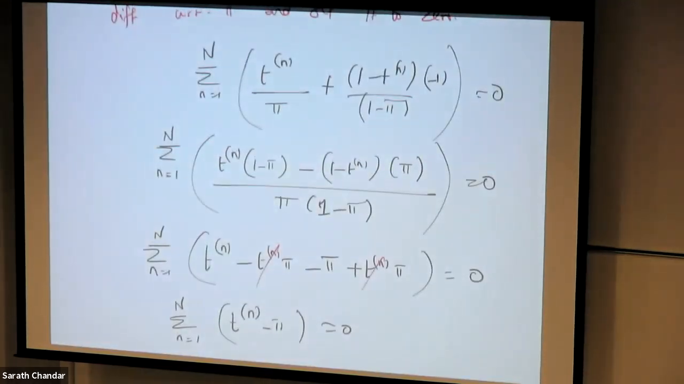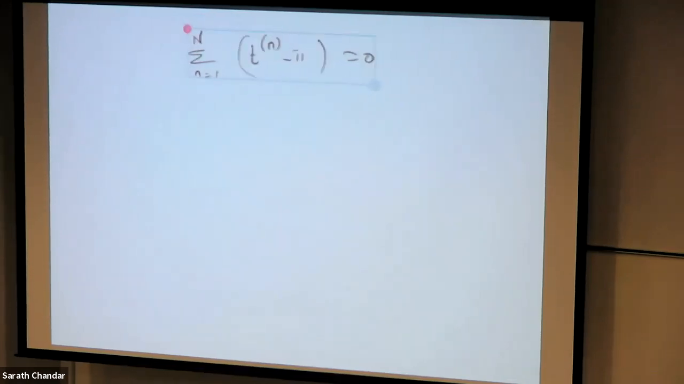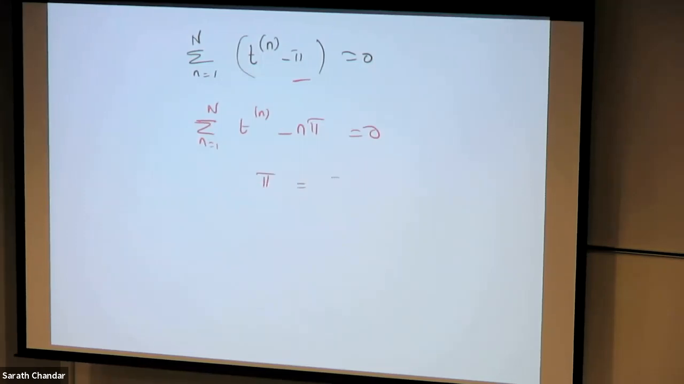Maybe let me bring this to the next page. Now the second term is not dependent on n, so you only have n times pi, right? So this becomes summation over n equal to 1 to capital N, t of n minus n times pi is equal to 0. So pi is given by summation over n equal to 1 to capital N, t of n, divided by capital N.